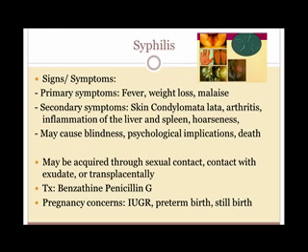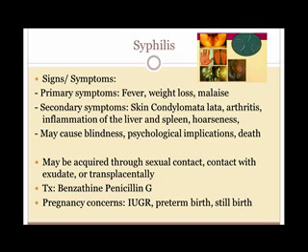Signs and symptoms for syphilis are commonly broken down into primary symptoms and secondary symptoms. Primary symptoms are almost flu-like. The patient might complain of a fever, weight loss, or malaise. This would take place and disappear in about 4 weeks. In about 6 weeks to 6 months, secondary symptoms then appear.